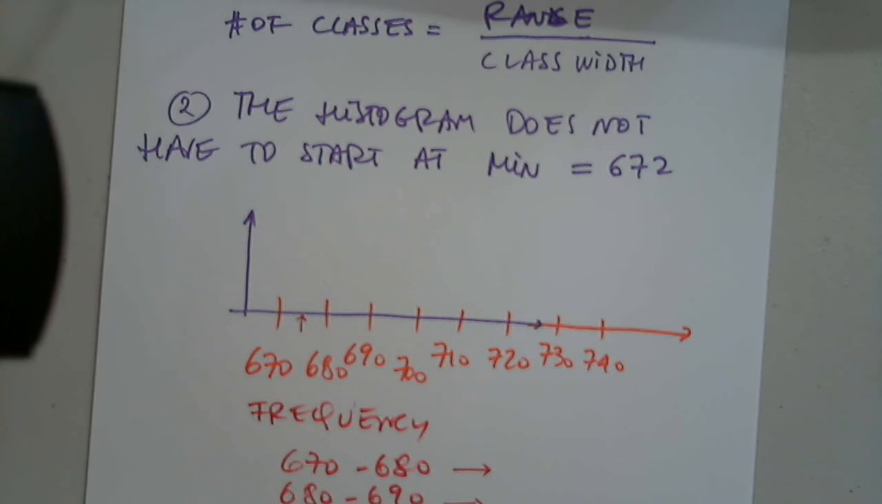And now, let's identify how many observations we have between 670 and 680. 2. So between 670 and 680, we have 2. Awesome. Great job. Next one, 680 to 690. 0. Yes. Awesome. Great job. 690 to 700.